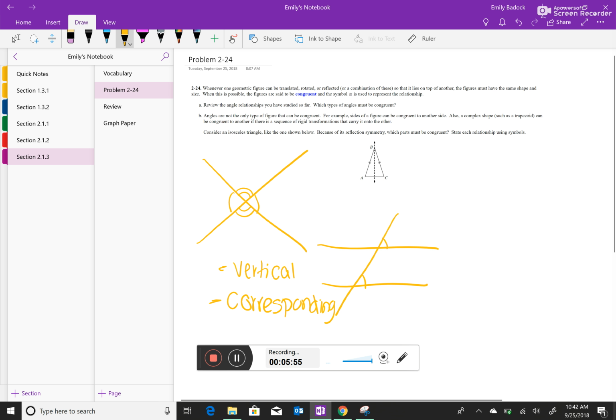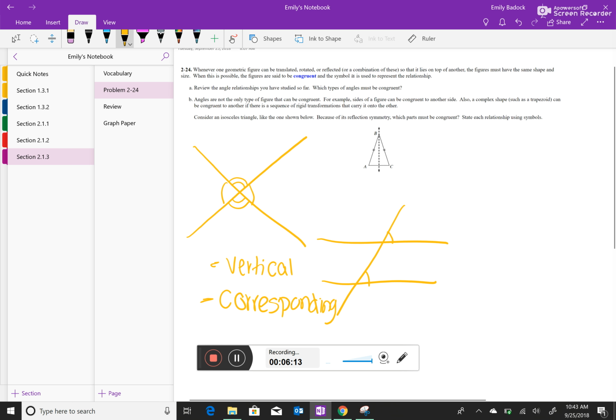And that's pretty much all we've covered, even though we went over more stuff. In that vocab section, that's all we know so far. So this was all of section 1, this was all of section 2, so we're about to dive into section 3. Okay, so angles are not the only type of figure that can be congruent.